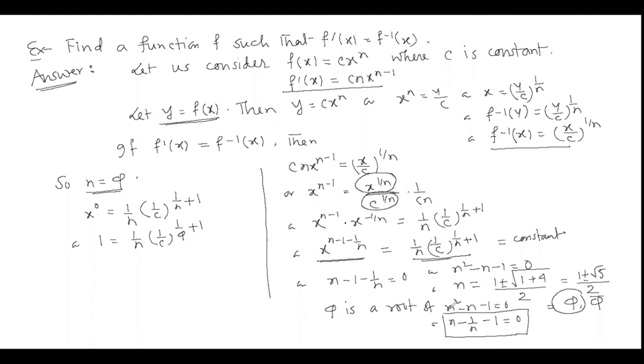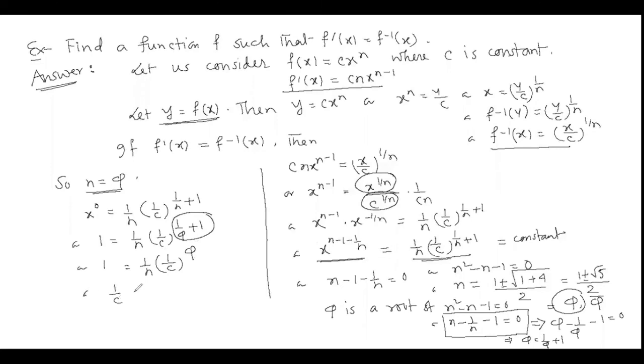As phi is a root of this equation, it will satisfy phi minus 1 by phi minus 1 equal to 0. And from here, we can get phi equal to 1 by phi plus 1. So we can put phi in the place of 1 by phi plus 1. So we have 1 by c, 1 by n into 1 by c whole to the power phi. Clear? Left hand side is 1.